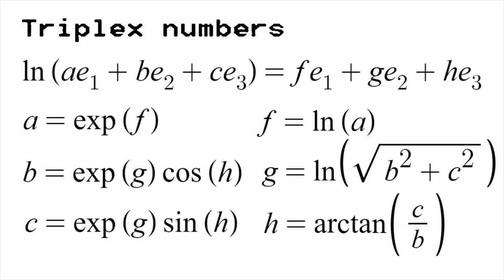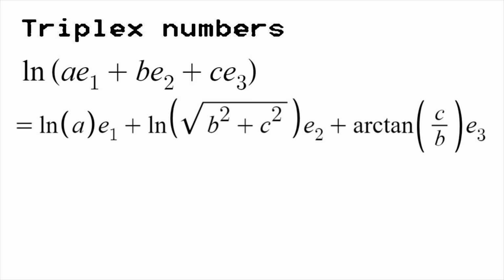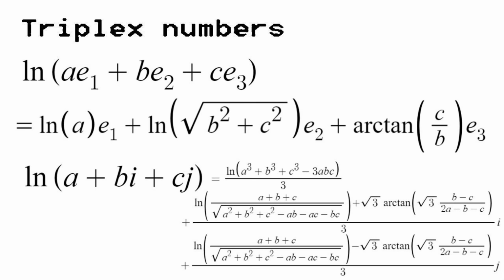Thus, since we've found f, g, and h, we can say that the natural log of ae1 plus be2 plus ce3 equals ln a e1 plus ln the square root of b squared plus c squared e2 plus arctan c over b e3. To find the natural log of a plus bi plus cj, we can convert in and out of the diagonal basis and do some simplifying to get this formula.